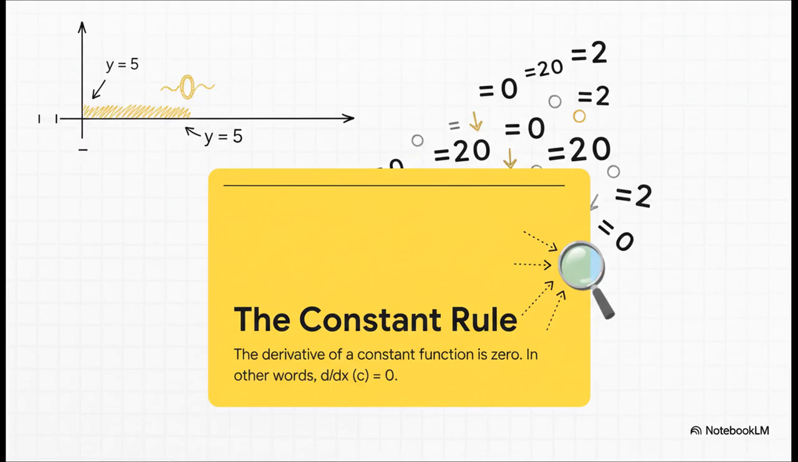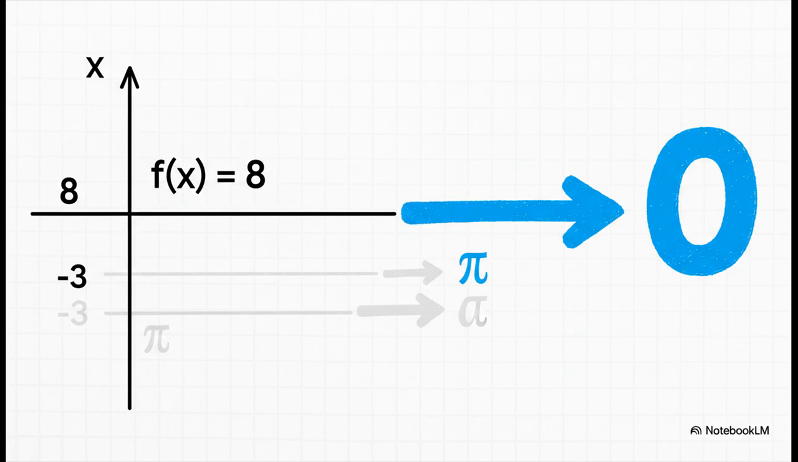Think about it. A constant function, like y equals 5, is just a flat horizontal line. And what's the slope of a horizontal line? It's 0. Since the derivative is the slope, it makes perfect sense that the derivative of any constant is always 0. Simple, elegant. So for example, if your function is just f of x equals 8, its derivative, f prime of x, is simply 0. And it doesn't matter if that constant is 8, or -3, or even pi. The derivative is always going to be 0.